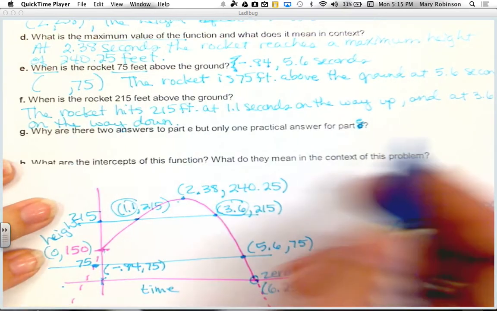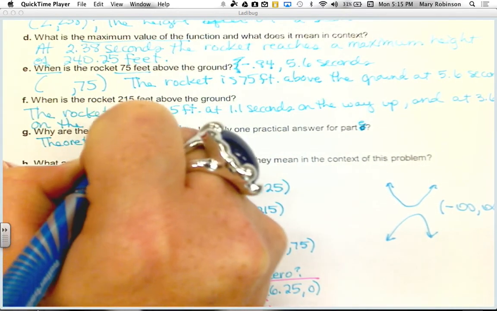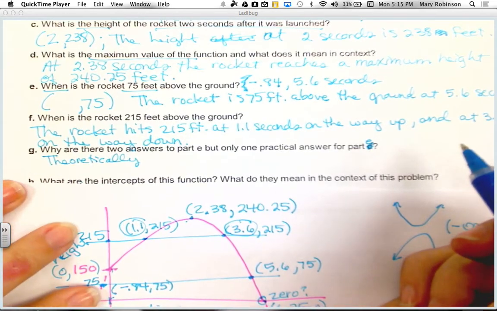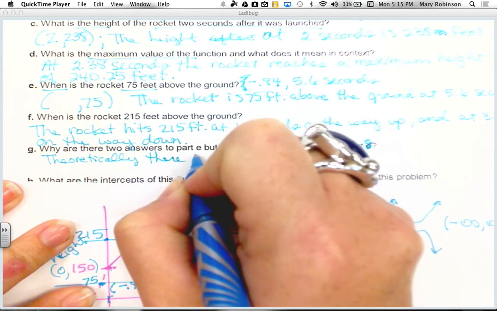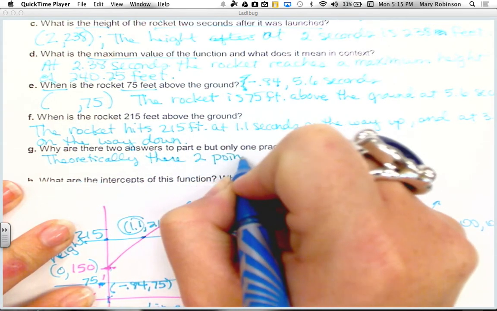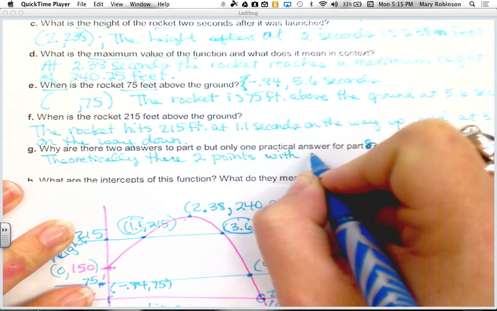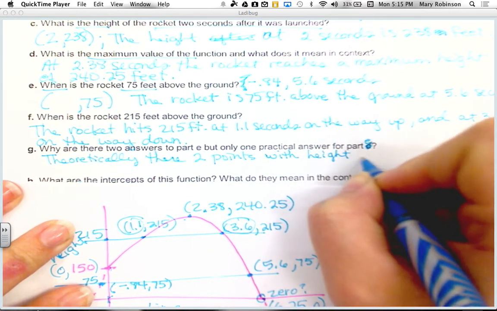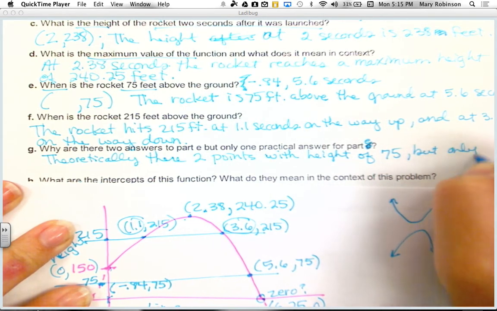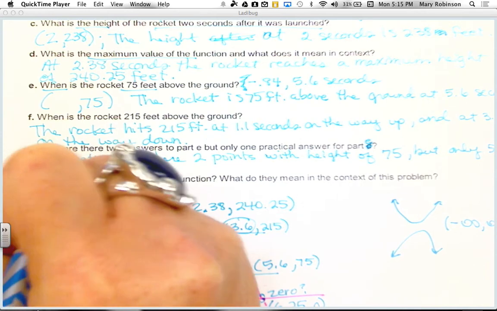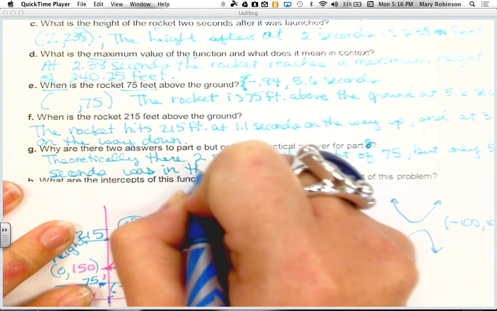So why are there two answers? Well, theoretically, meaning in theory, because we did calculate two, theoretically there are 2 points with a height of 75, but only 5.6 seconds was in the practical domain.